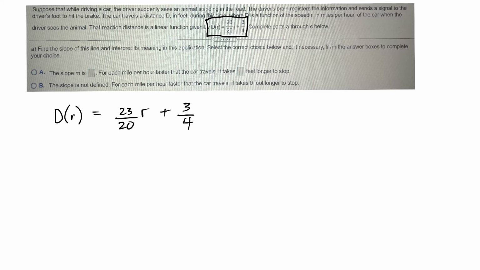Okay, the first question says find the slope of this line and its meaning in this application. So the slope, or the equation for a straight line, which this is, y is equal to mx plus b. So this is the slope. In this case, it'd be how fast you were going. And then this would be some constant. In this one, you can sort of see that y equals mx plus b. So our b is a constant, 3/4, and then our slope is this 23 over 20.